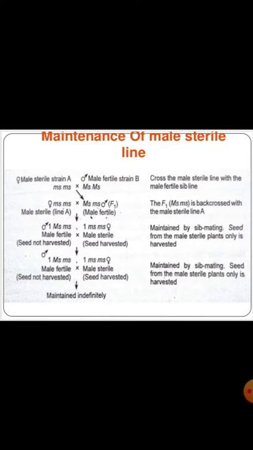Then again, the male sterile line is crossed with the male fertile line. Then ultimately, after a number of generations, the line is maintained by sib mating, and seed from the male sterile plant only is harvested, and seeds from male fertile lines are not harvested. After this, we can maintain the male sterile line. During maintenance of the male sterile line, sib mating is achieved through natural pollination.